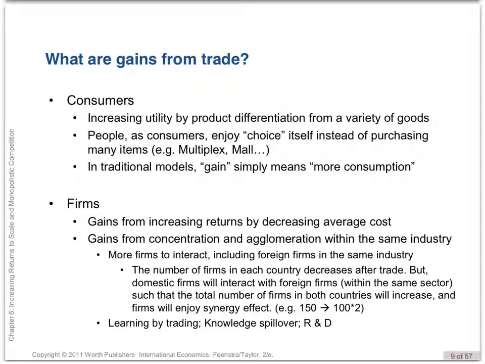So basically, we have more concentration after trade. Even though my country's firms will decrease, if we consider foreign firms within the same industry, the total number of firms will increase. And by doing that, with an increased number of firms, we have gains from concentration and agglomeration. Agglomeration is the same as concentration. Yes, yeah.